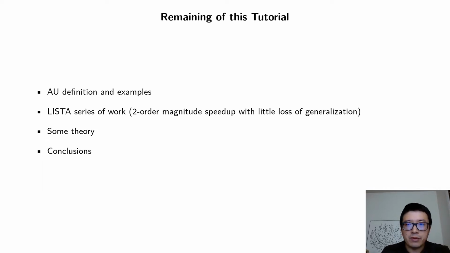The remainder of this tutorial will be divided into these parts. We will define algorithm unrolling and give a couple of examples. And we will switch to focus on this LISTA series of work, which is simple enough to explain in the tutorial. Over the last 10 years, we have seen a two orders of magnitude speedup and also improvement of generalization performance. We'll briefly mention some of the theories and then conclude this tutorial.